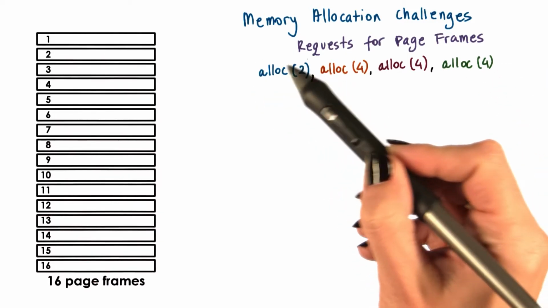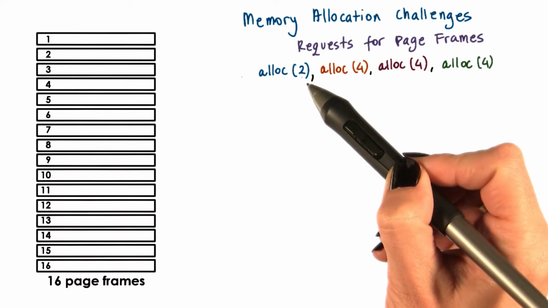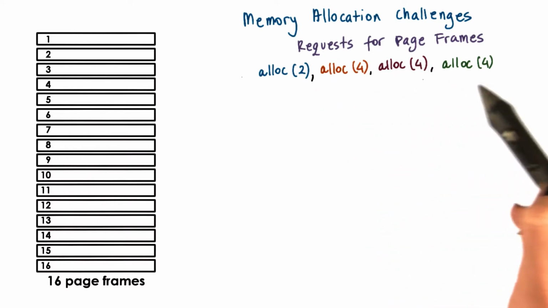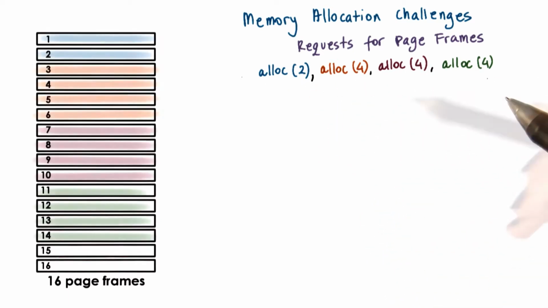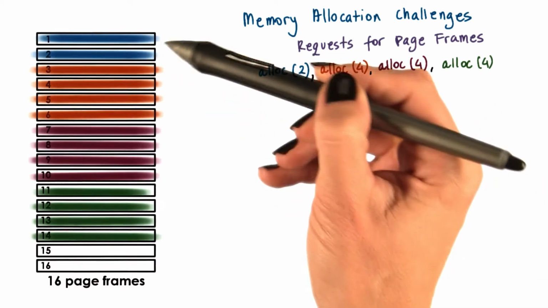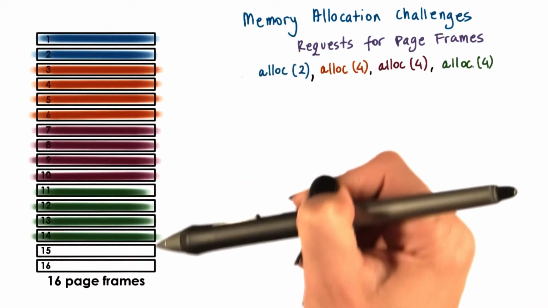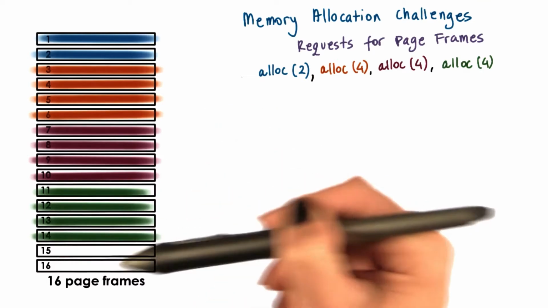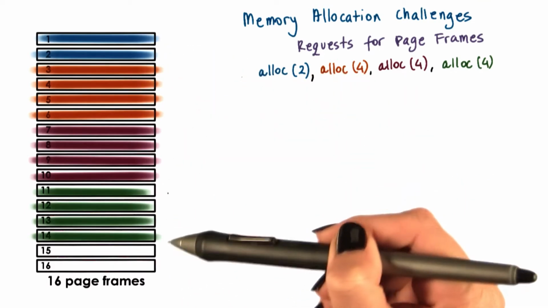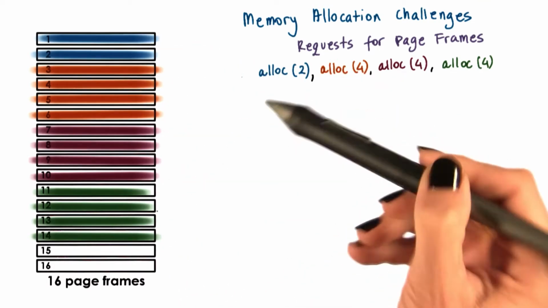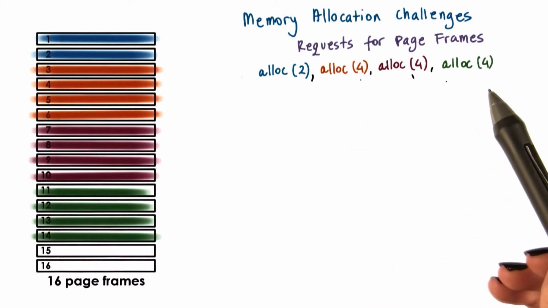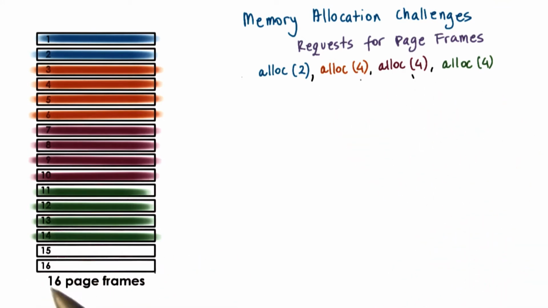The first memory allocation is for a request of 2 page frames, and then the rest of the requests are for 4 pages. So let's say the memory allocator allocates these requests in order. And the end result of this will be that this will be the memory allocation, how the physical memory is used to satisfy these requests, and there are 2 free page frames.